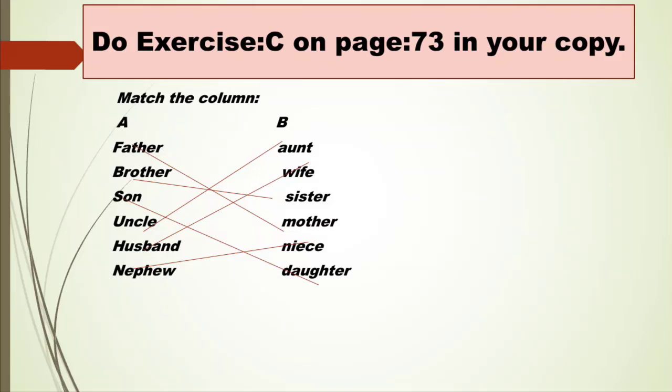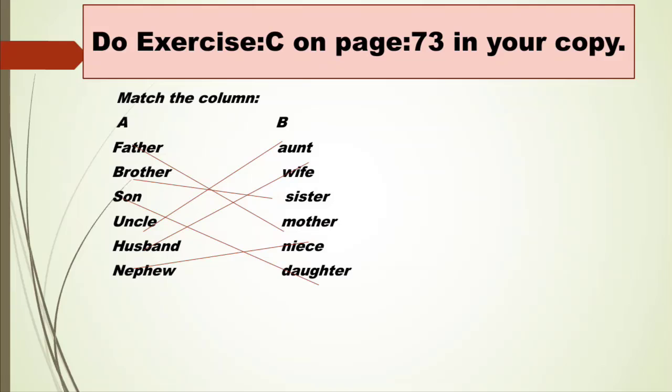The third one is son. Now you have to match it daughter. The fourth one is uncle. Now we have to match it aunt. The next one is husband. Now we have to match it wife. Okay, the last one is nephew. Now we have to match it niece.